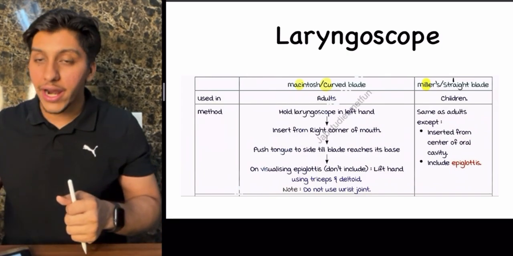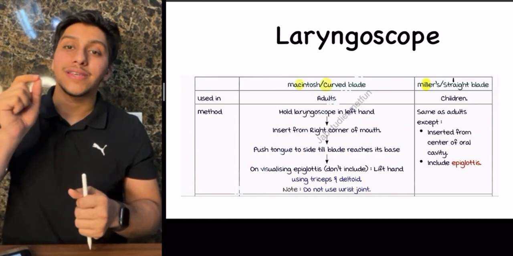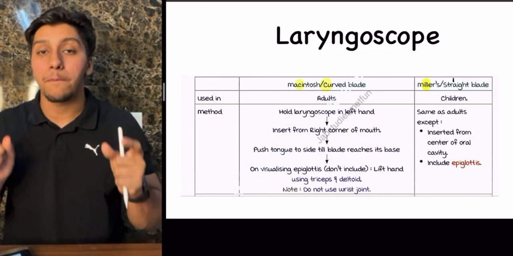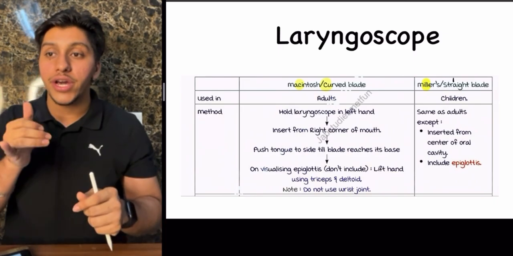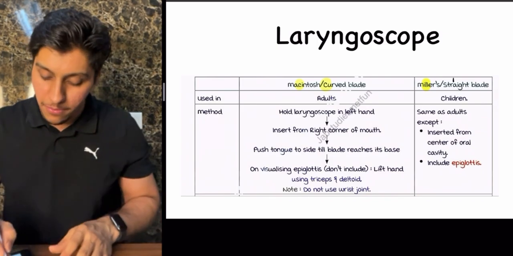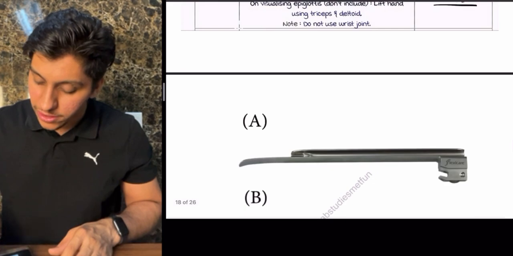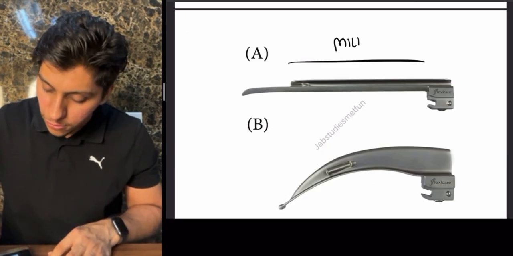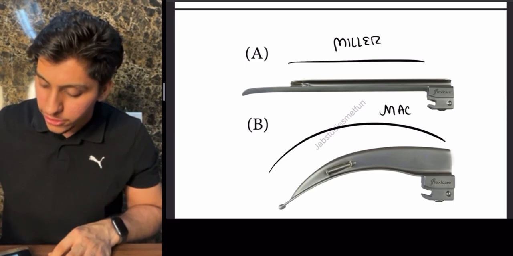Okay. On the other hand, in children, remember, with Miller or straight, the epiglottis is involved. In case of Macintosh, the epiglottis is not involved. Over here with Miller, you go directly straight, which means in the middle of the oral cavity. And remember, you include the epiglottis. So over here, as you see, this is a straight one. Straight one, remember, is Miller. While a curved one, curved has C, so it is Macintosh.